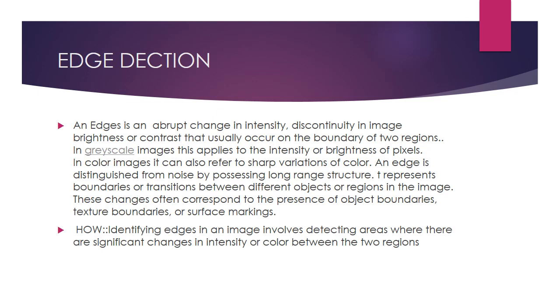We start with edge detection as one of the principles in computer vision. Edge detection is an abrupt change in intensity, where there is a change in either brightness or contrast between two regions. It can be a sharp variation in color, or a difference in intensity. That's really edge detection.